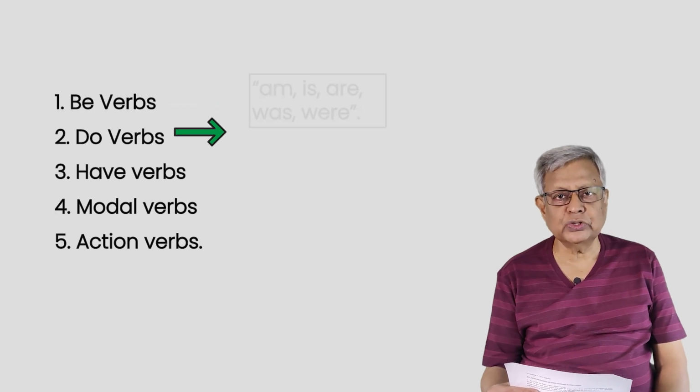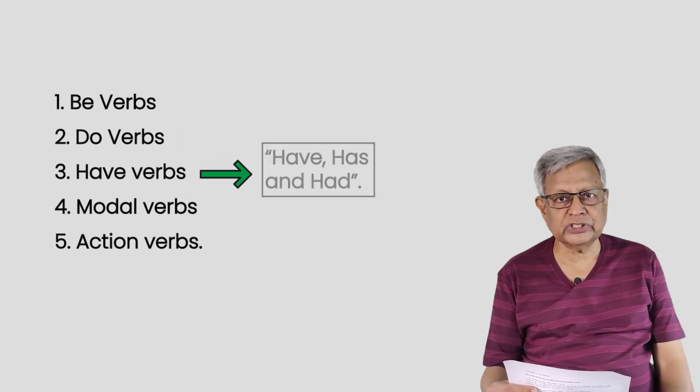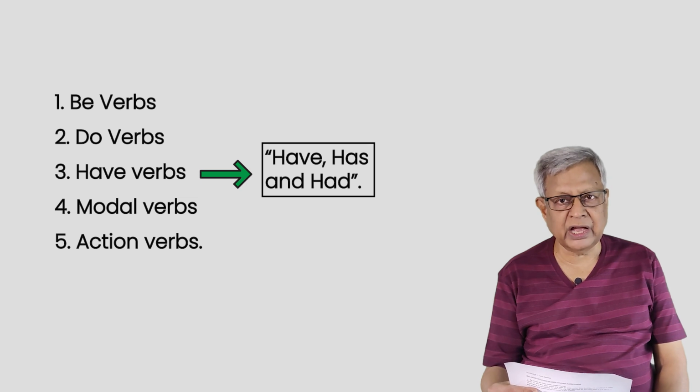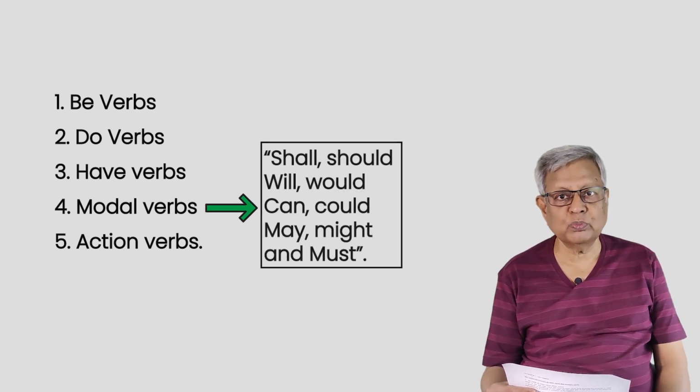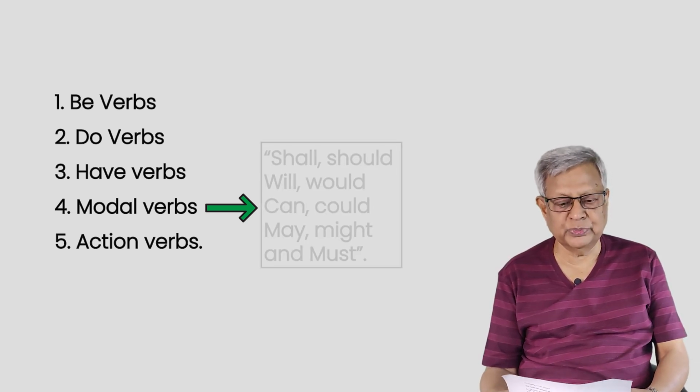Second family is do verb. The members are do, does and did. And third one is the have family, and the members are have, has and had. The fourth one is modal verbs, and the members are shall, should, will, would, can, could, may, might and must. These are the members of the modal verbs.